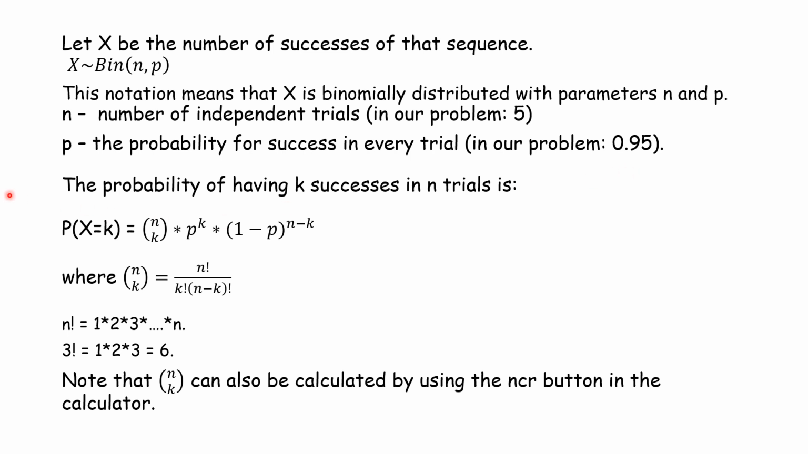The probability of having k successes in n trials is the probability of x equal k equals n choose k times p to the power of k times 1 minus p to the power of n minus k, where n choose k equals n factorial over k factorial times n minus k factorial, where n factorial is just this product, 1 times 2 times 3 times 4 times all the way to n. For example, 3 factorial equals 1 times 2 times 3 equals 6.